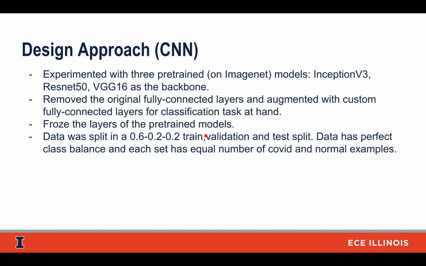Now for the design of the CNN, we experimented with 3 pre-trained models, which are Inception V3, ResNet 50, and VGG16. We removed the original fully connected layers and augmented with custom fully connected layers for the classification task at hand. We also froze the layers of the pre-trained models. Finally, the data was split in a 60% train, a 20% validation, and a 20% test split. And the data has perfect class balance, and each set has an equal number of COVID and normal examples.